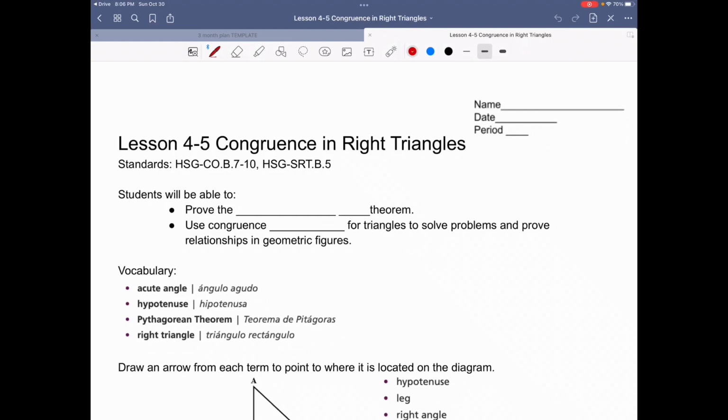Hello, geometry students. Thank you for taking your notes today. Put your name, date, and period. This is lesson 4-5, Congruence in right triangles.